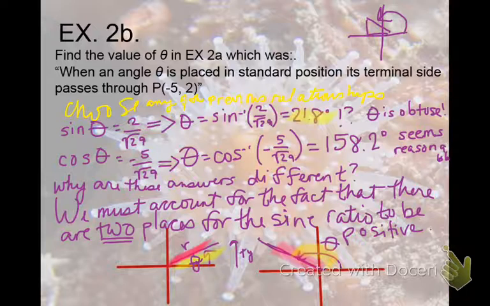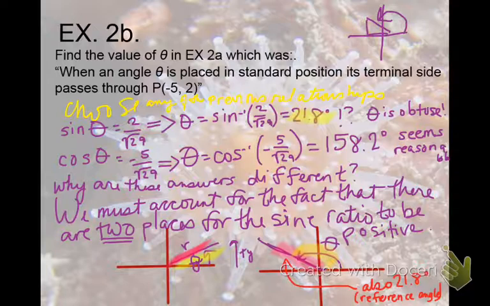So we need to always be careful about the problem and be critical the way that we think about it. In this particular problem, when we use the calculator to give us the inverse sine of 2 over the square root of 29, it gave us the value of the reference angle. If you look at this, we notice that there are two places for which we can have a positive sine ratio.